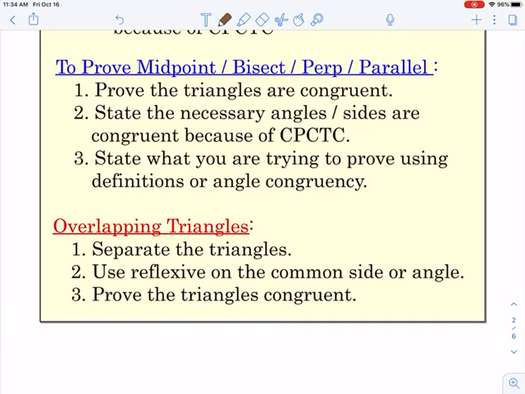And with overlapping triangles, you can separate the triangles. Also, you can use color. Color is sometimes very helpful. And you're going to use the reflexive property on any common side or angle. So far, we've only seen a common side. In the first proof that we're going to do, you're going to see a common angle. And then we'll prove the triangles congruent.